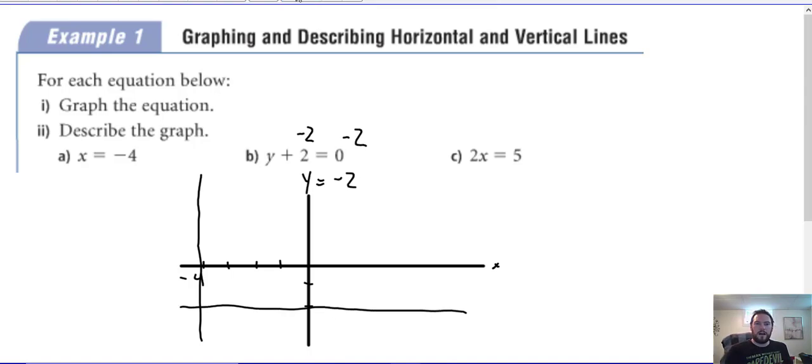There we go. And then finally, 2x equals 5. Again, I don't like this 2 in front of the x, so how do I get rid of it? I take both sides of my equation and I divide by 2, and I get x equals 2.5. So 1, 2, 3, so 0.5 is in the middle. And there we go. And again, because it's x, we know that this is a vertical line that's passing through my x-axis at 2.5, right here at 2.5, and then right here at -2.